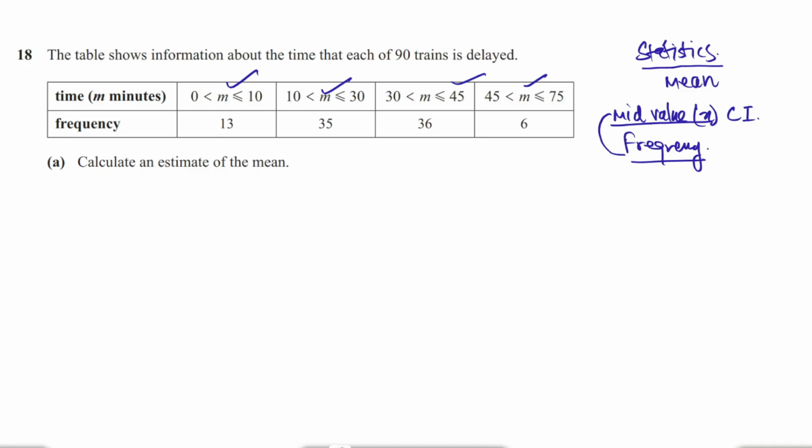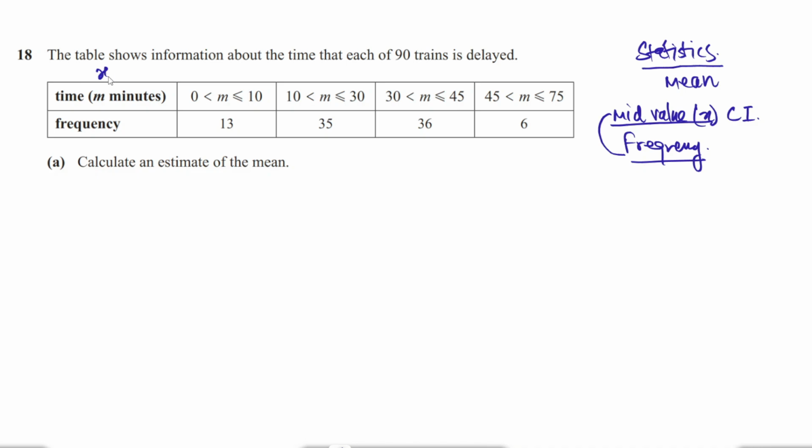So let us start. Here we have to find the mean. We have been given data. The table shows information about the time that each of 90 trains is delayed. So for 0 to 10 minutes, 13 trains have been delayed, 10 to 30 minutes, 20, 35, and so on. So here we have a grouped class interval in each class.